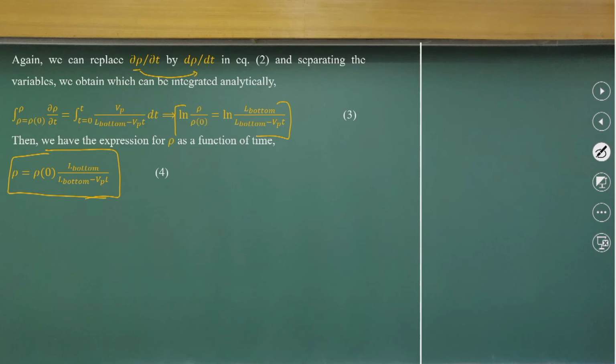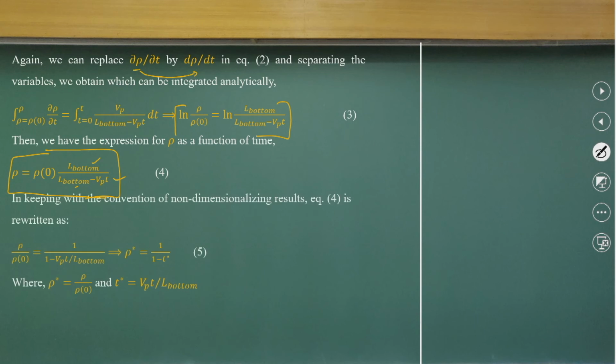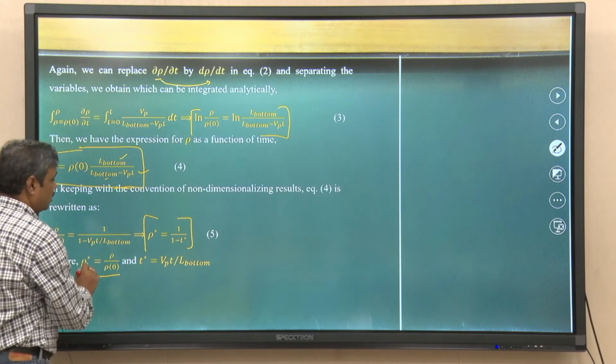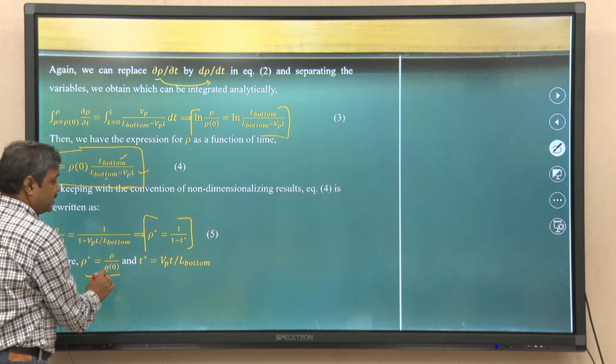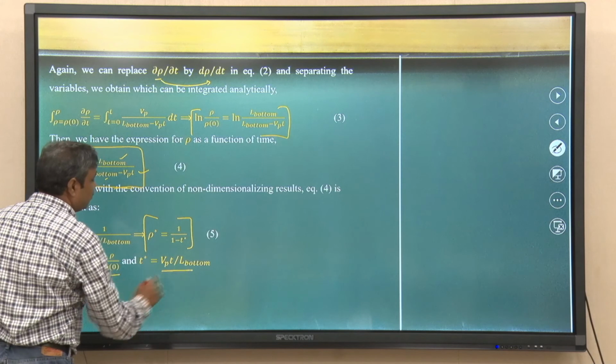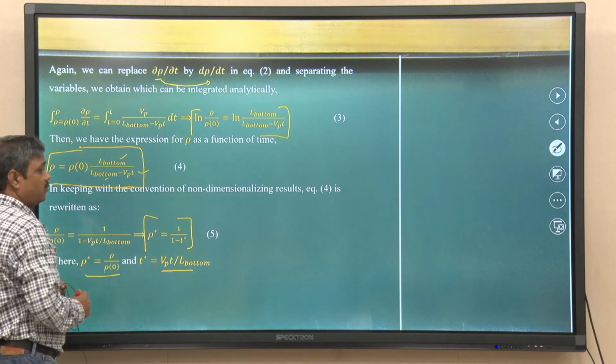So, we have the expression of the density, which will be a function of time and the length of the piston, L bottom. If I do a non-dimensionalization, I will get this form. I define a non-dimensional rho, rho by rho at the 0th time, and V star is also in non-dimensional form. So, I am getting this form.